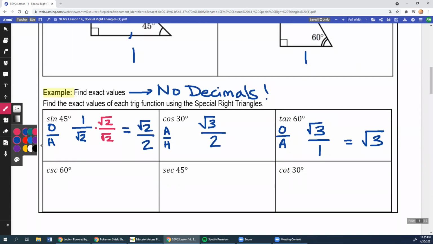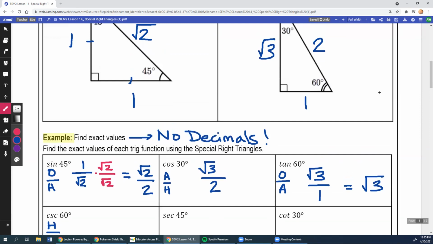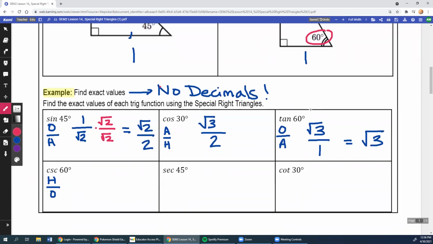So here we have cosecant of 60 degrees. Cosecant is hypotenuse over opposite. Now, I'll have to scroll up. We need the 60-degree right triangle. So 60 degrees is right here. This time, hypotenuse is 2, and then opposite is radical 3.